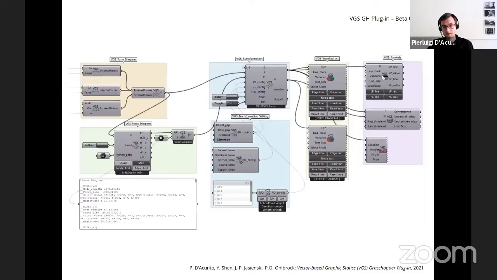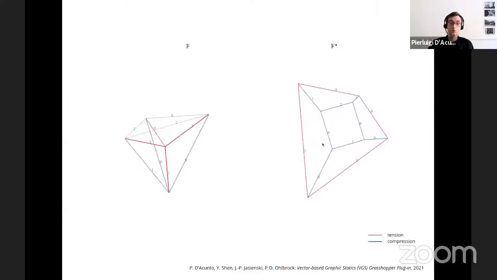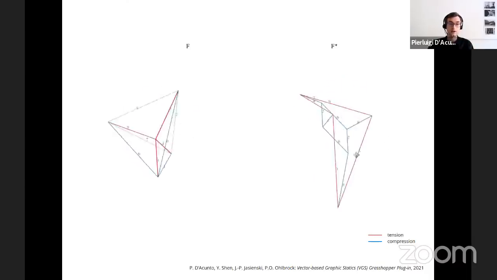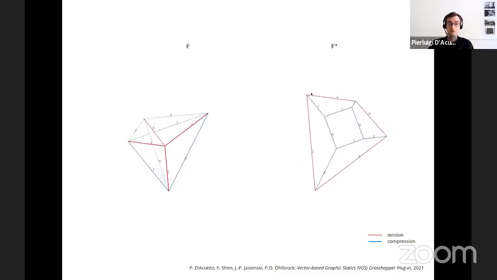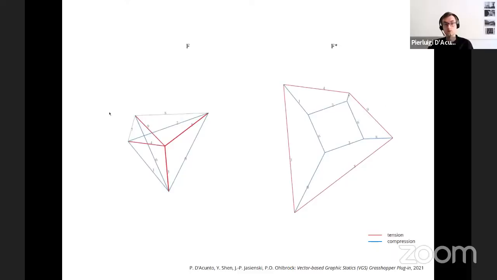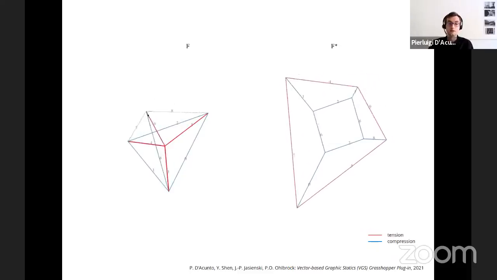By taking advantage of the recent development in digital and computational tools, it has been possible to implement all these constructions into computational tools that can be used for manipulating form and forces at the same time. For example, we are about to release a Grasshopper plugin for this vector-based graphic statics that allows you to work with form and forces at the same time. Like we see here again, the self-stressed tetrahedron, it's possible to transform a force diagram and assess the consequent transformation on the form diagram and vice versa.